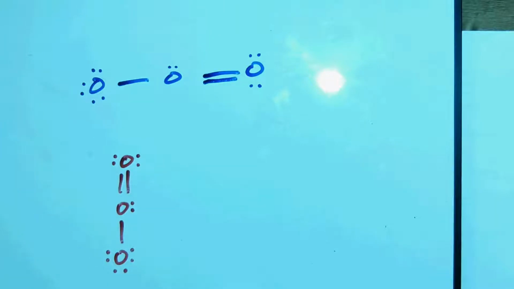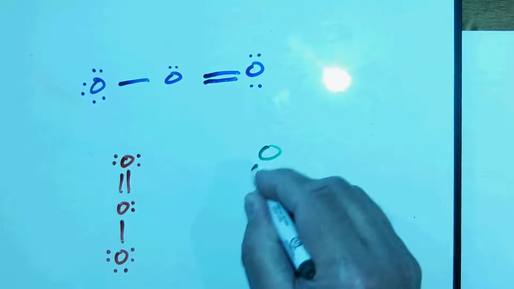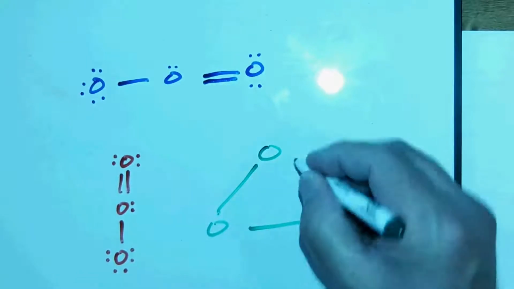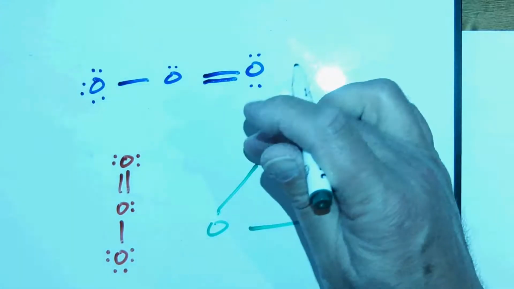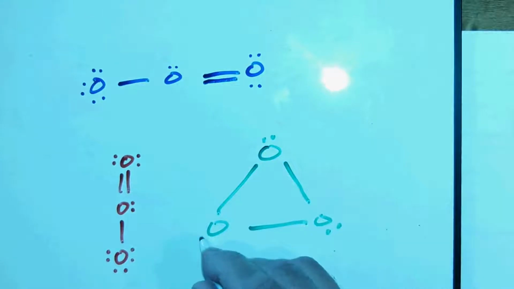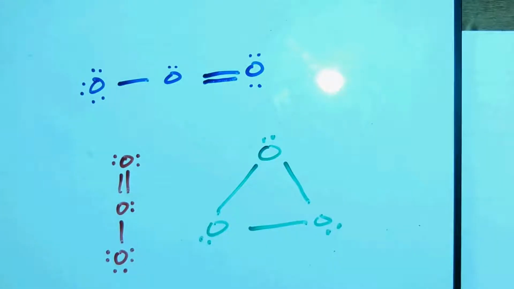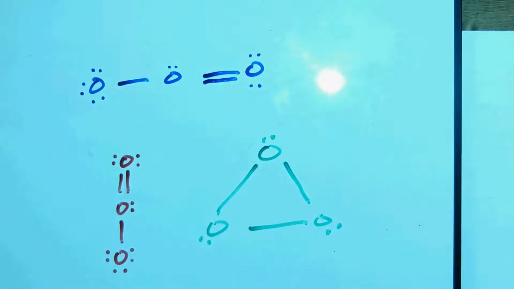For what it's worth, there's another perfectly good way that you could draw ozone if you had ended up drawing a cyclic molecule like this, and you gave each of these oxygens one lone pair. You would have satisfied the octet rule. You would have used the correct number of electrons. If you did that on a test, I'd have to give you credit for it because you're actually satisfying all the rules. We just know that ozone is not a cyclic molecule.